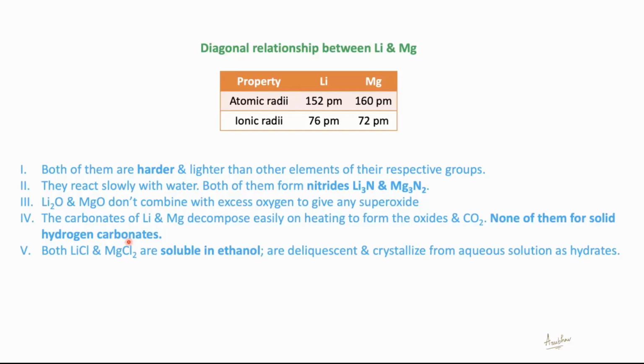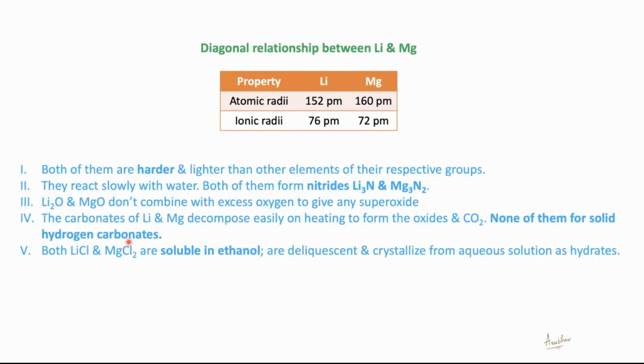The first one is lithium. Lithium reacts spontaneously in air to form lithium nitride. Magnesium is one of the very few elements that spontaneously react in air to produce magnesium nitride, that is Mg3N2. Both lithium oxide and magnesium oxide do not combine with excess oxygen to give any superoxide. So in both cases they are stable in their oxide form. Lithium oxide is stable in oxide form, and magnesium oxide is also stable in its oxide form.